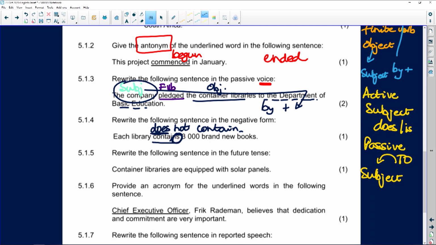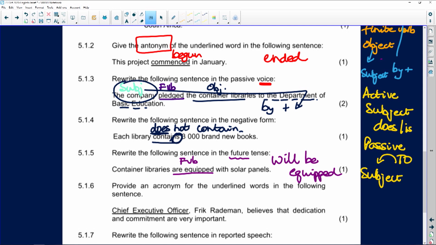Right, future tense. Where's the finite verb? Finite verb, container libraries are equipped. That's the finite verb. We've got to go to the future tense. Container libraries, future, will be equipped. Remember here, you're changing the tense, not the voice. So don't change the voice of the verb, just change the tense.